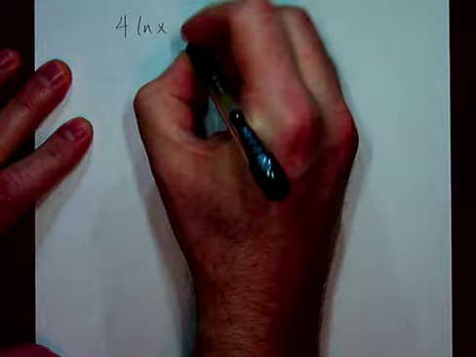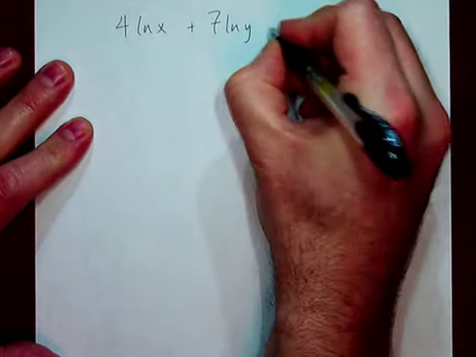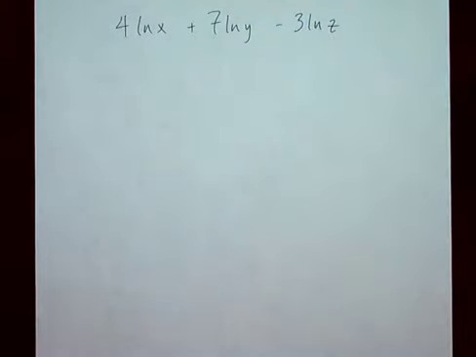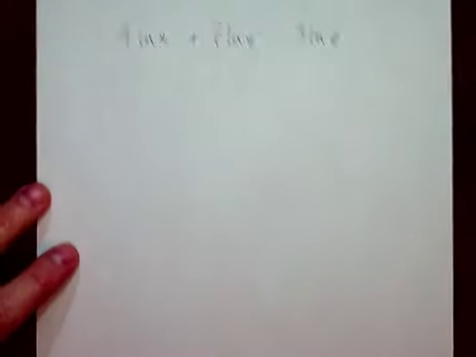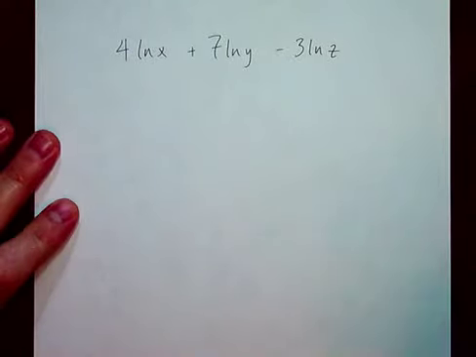So 4 natural log x plus 7 natural log y minus 3 natural log z. And as always, with any of these, if you have the desire to try them on your own, there is that really neat pause button. So just pause it while you try it, and then see whether you're right.